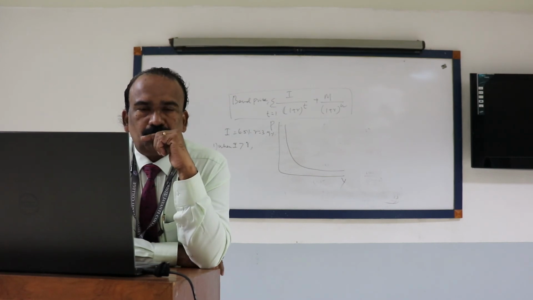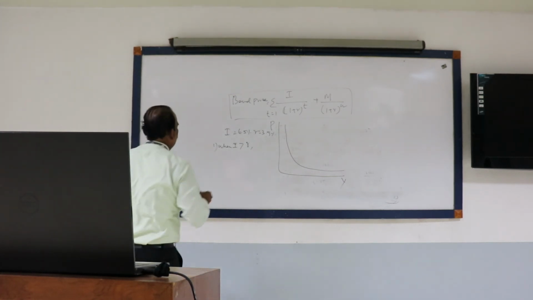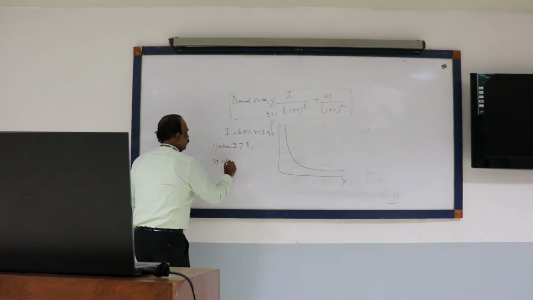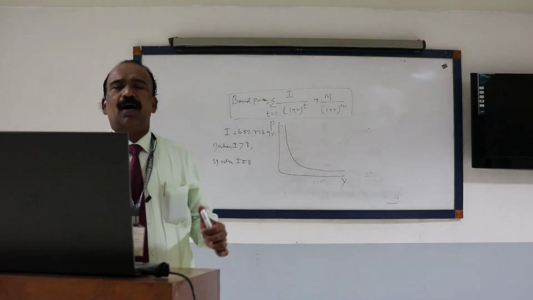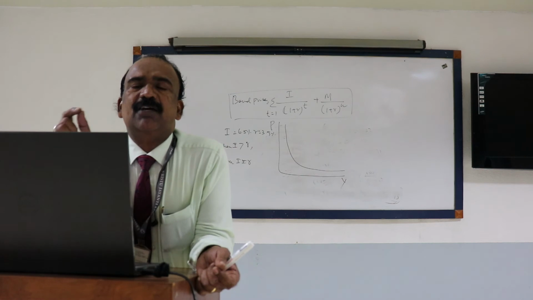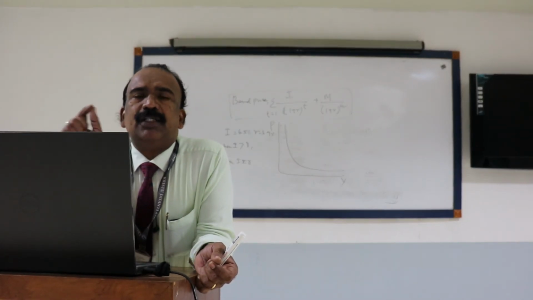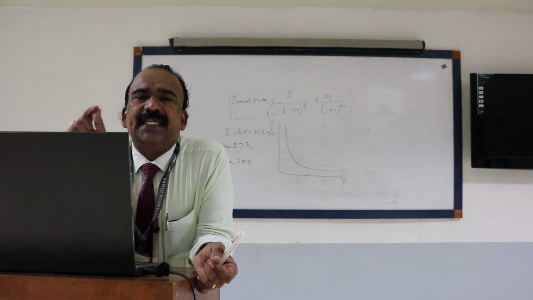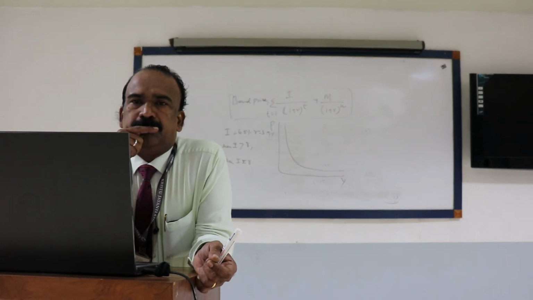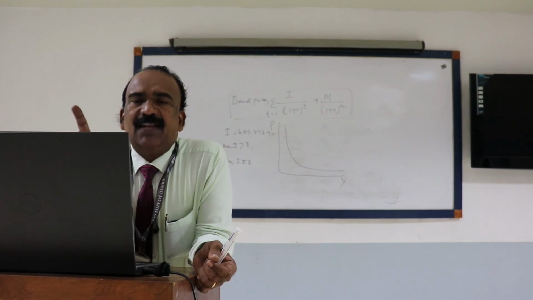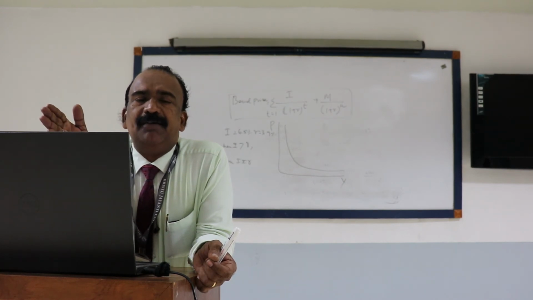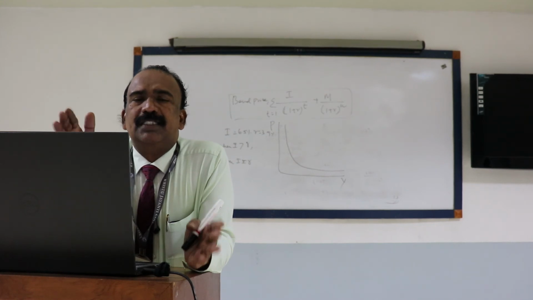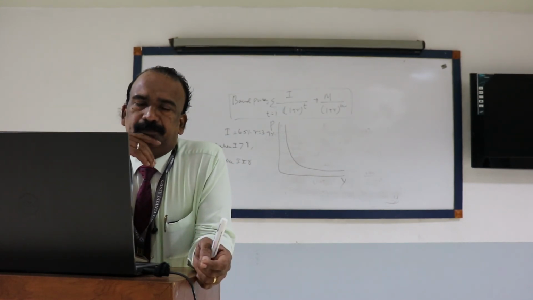Then the second one is when I is equal to R. The interest rate equals R. When I is equal to R, the value of the bond equals the face value of the bond. When I is 6.5 and R is 6.5, the value of the bond is 1000, which is equivalent to the face value of the bond, that is 1000.